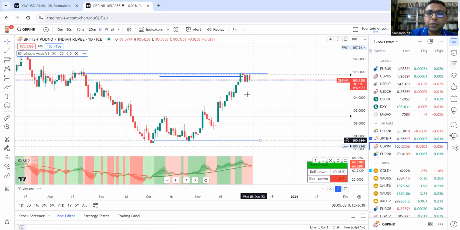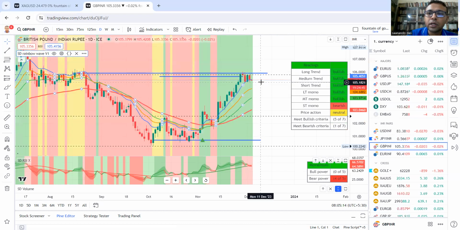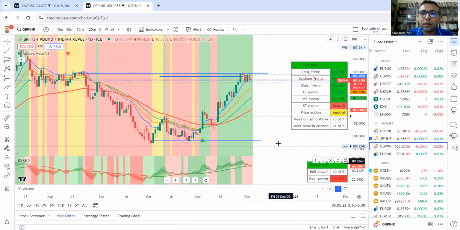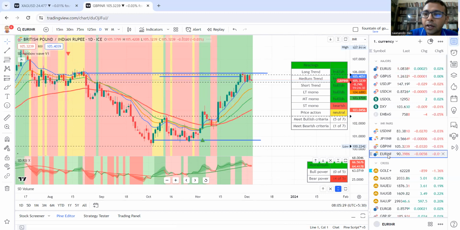Let's look at GBP INR. Similar picture we have, जैसे GBP USD की तरह एक consolidation में we want a clear break. ये levels का आप alert डालने चाहते हो, 105.18 crossing down. You want an alert and also an alert crossing up. So these two level of alerts in GBP INR.